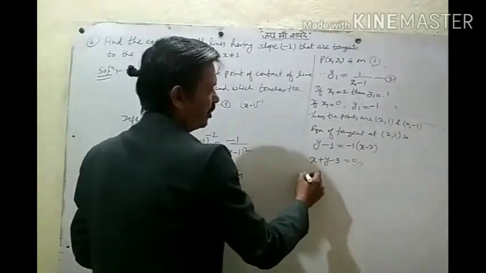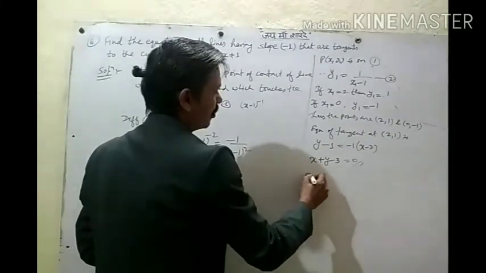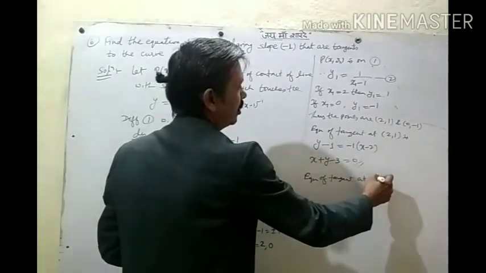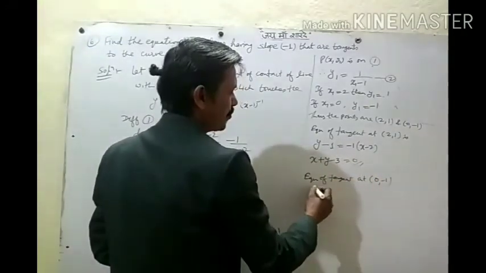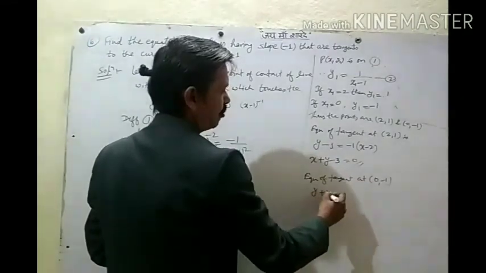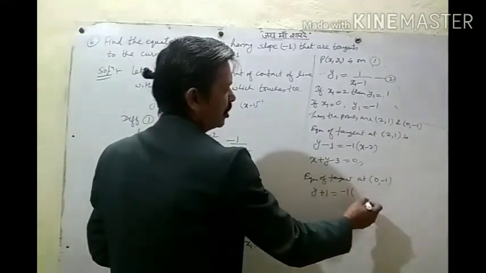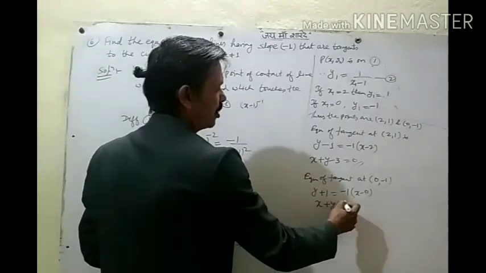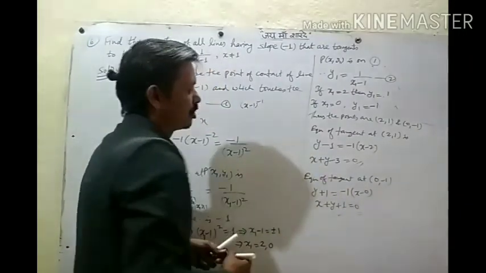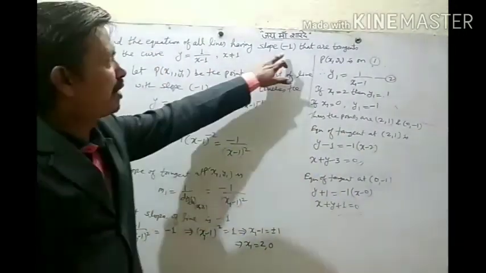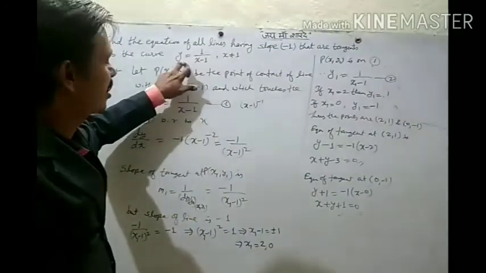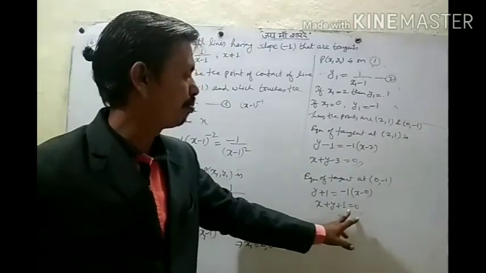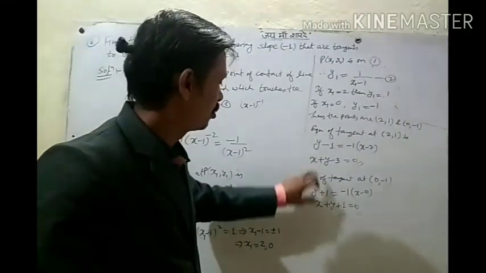Then the other tangent, the equation of tangent at (0, minus 1), will be y minus y1, so y plus 1 equal to slope, again minus 1, into x minus 0. So x plus y plus 1 equal to 0. So the equations of lines having slope minus 1 and which touch this curve are x plus y minus 3 equal to 0 and x plus y plus 1 equal to 0. These are our 2 required lines.